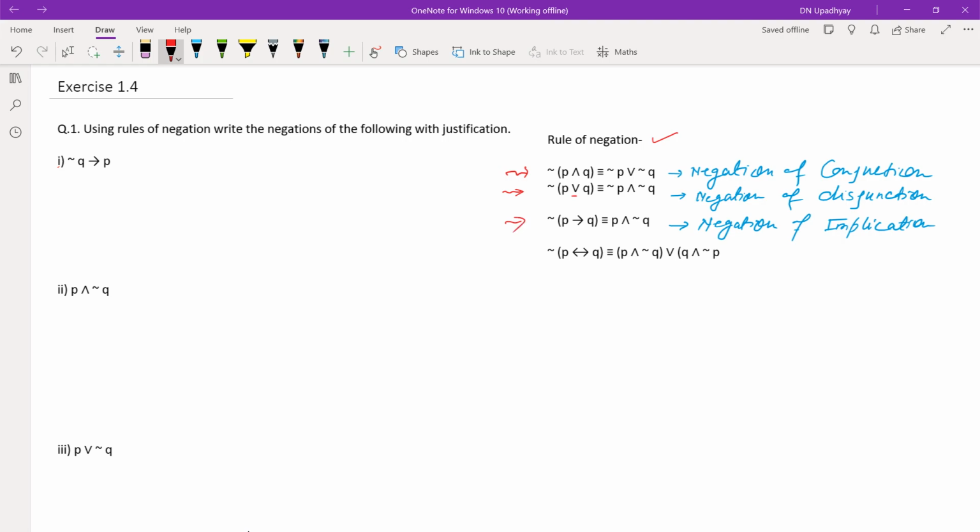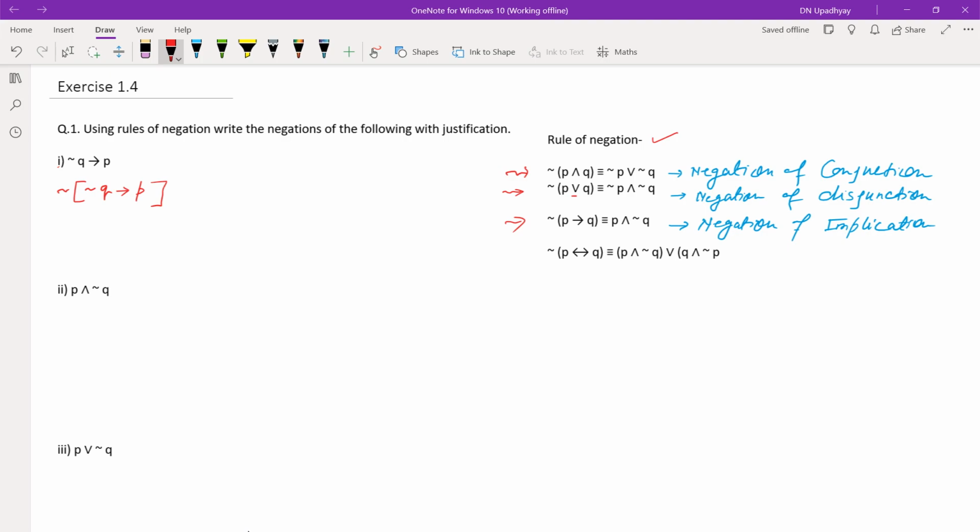As you are seeing the first one here, it is negation of implication, because here there is a sign of if and then. So first of all, how to solve this? First of all we will write here negation of total term, negation Q, if and then P. So this is the rule to solve. First of all, you have to put all the terms in a bracket and then take a sign of negation and then go through the rule.